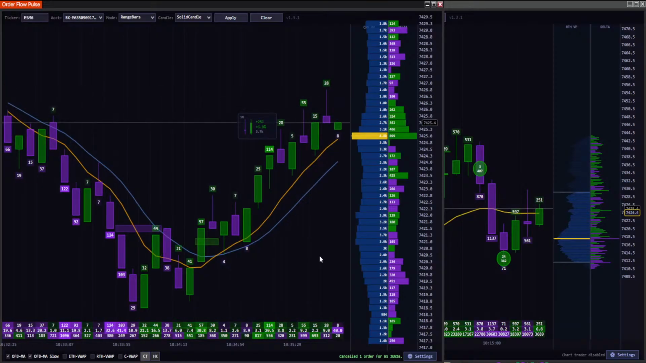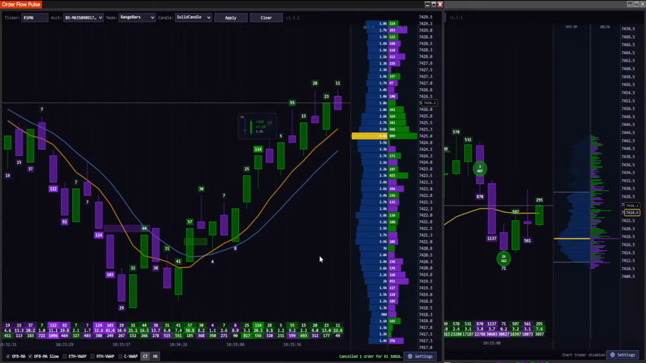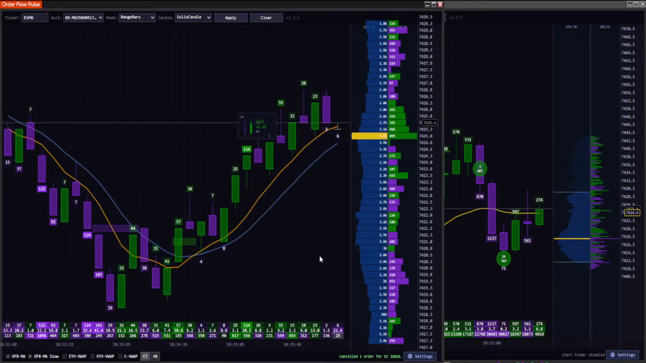Yeah, I can't execute trades on Ninja Trader. It's just not going to work. It's too slow. And it's my fault because I'm running it on Parallels.